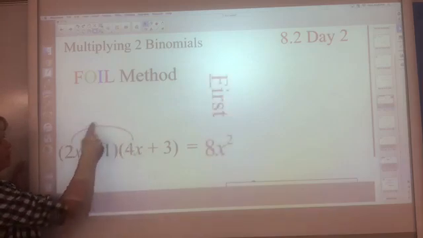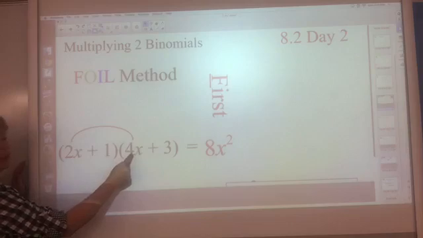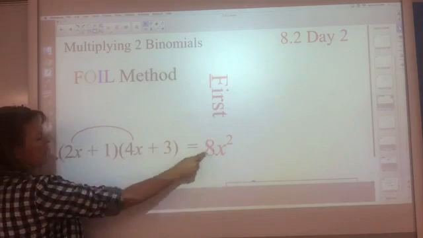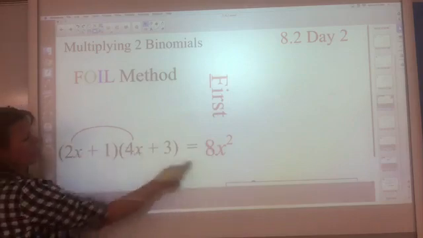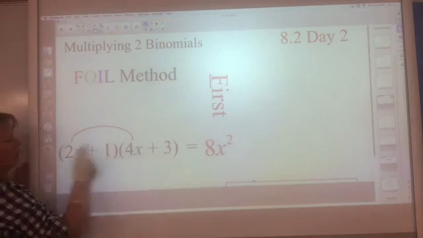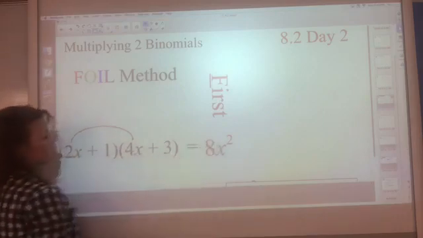It's the first one in this parentheses and the first one in that parentheses, which makes it first. 2 times 4 is 8. X times x is x squared, because you add the two exponents that you can't see there. 1 plus 1 is 2.